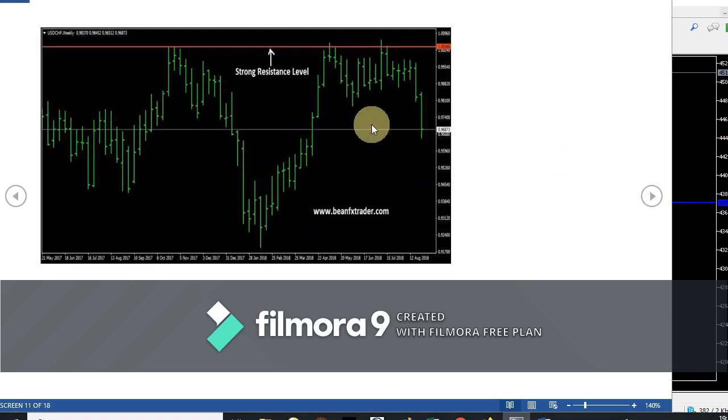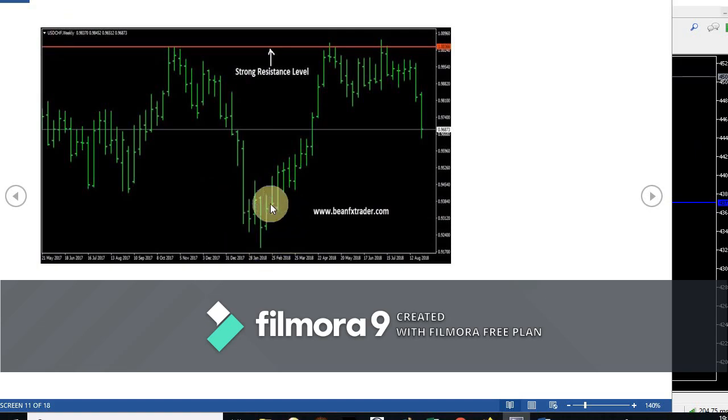So we look at the chart. This is an image of USD CHF on a weekly chart. Price rose to this level and met with some level of resistance and price dropped.